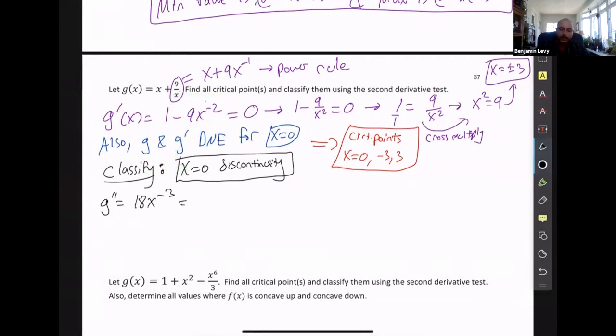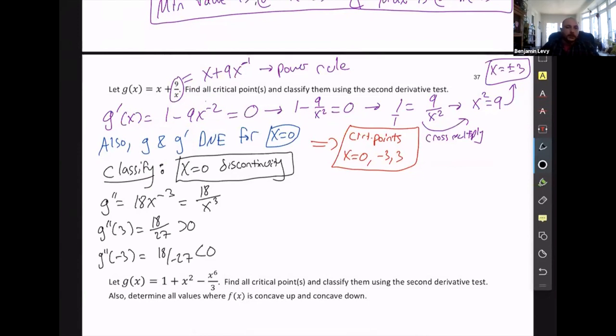Which, as a reminder, looks like 18 over x cubed. And maybe it's easier to plug it into something like that, for example, right? And so when we plug in 3, we get 18 over 27, which is positive. And when we plug in -3, we'll get the same thing, but negative. And so one's going to be a max, the other one's going to be a min.